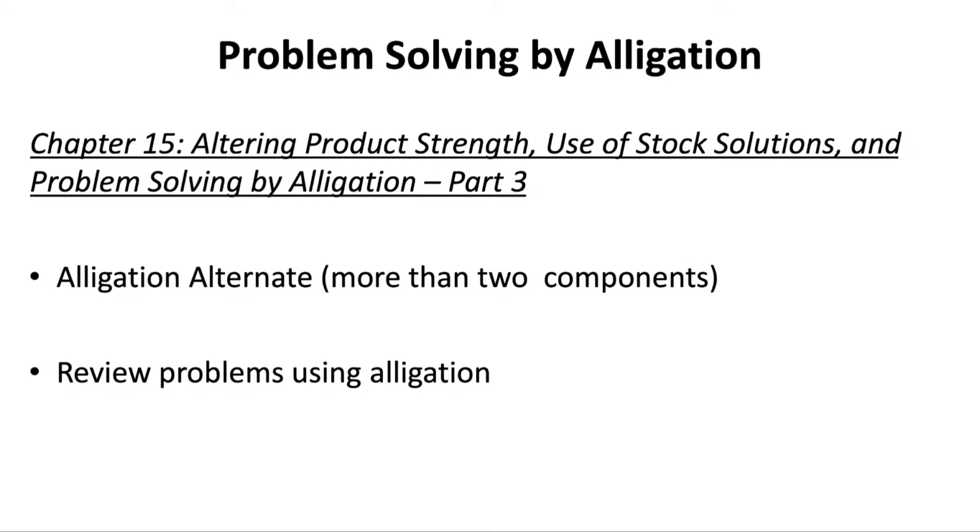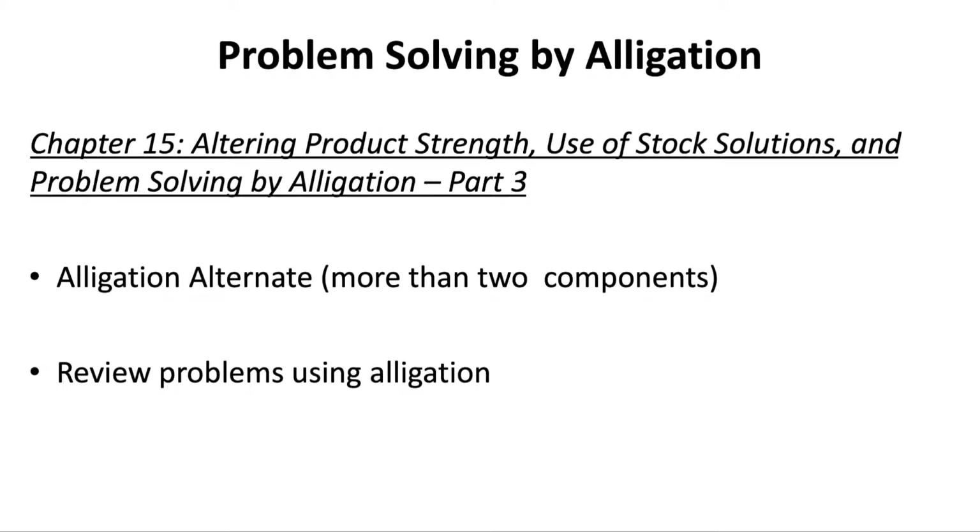Welcome to the third lecture on altering product strength, and it will be a continuation of our alligation alternative method. We're going to expand and introduce a new way of doing the alligation alternative when you have more than two components, so three or more components to include in your alligation. That's a variation we haven't discussed, and that'll be the last new thing to talk about.